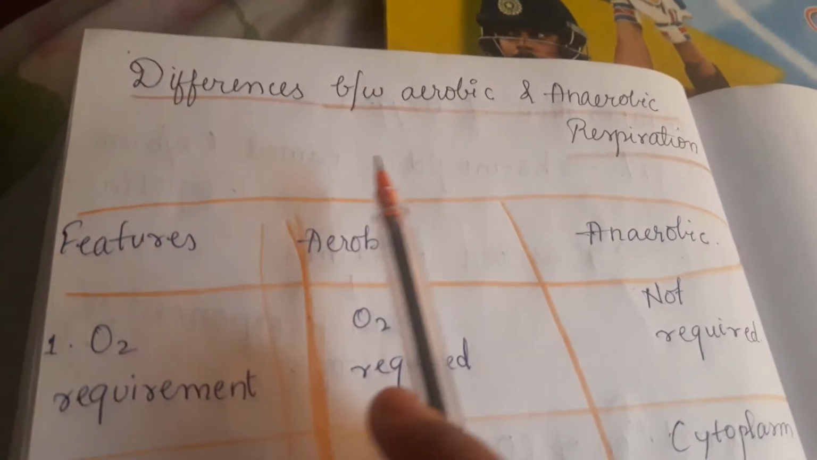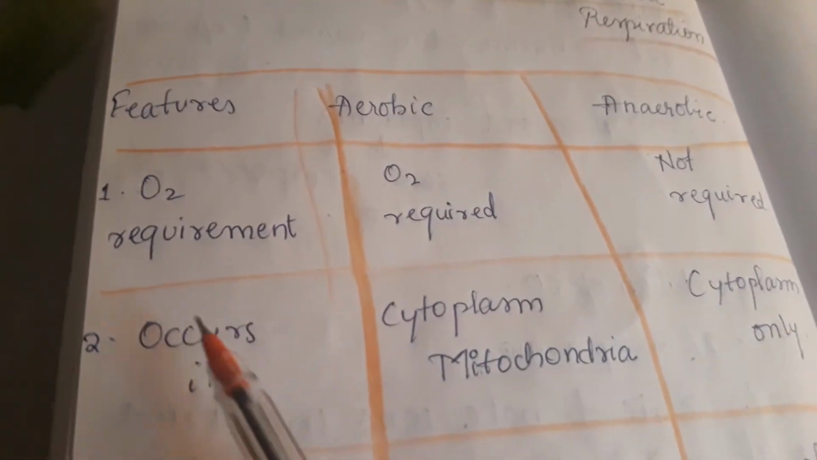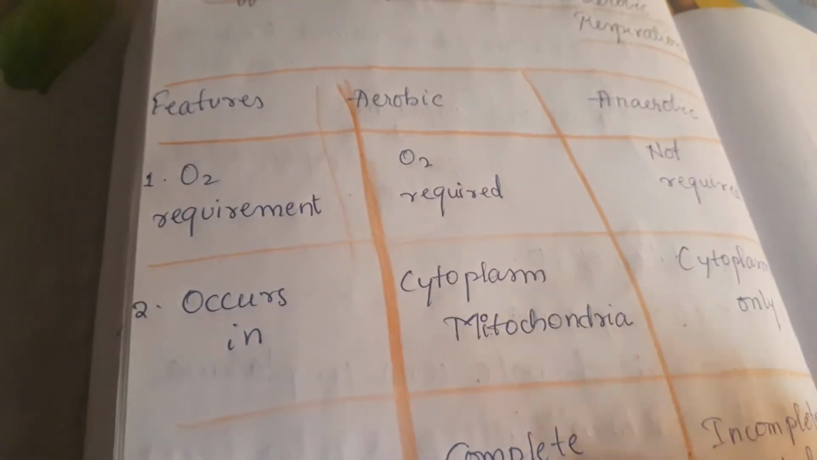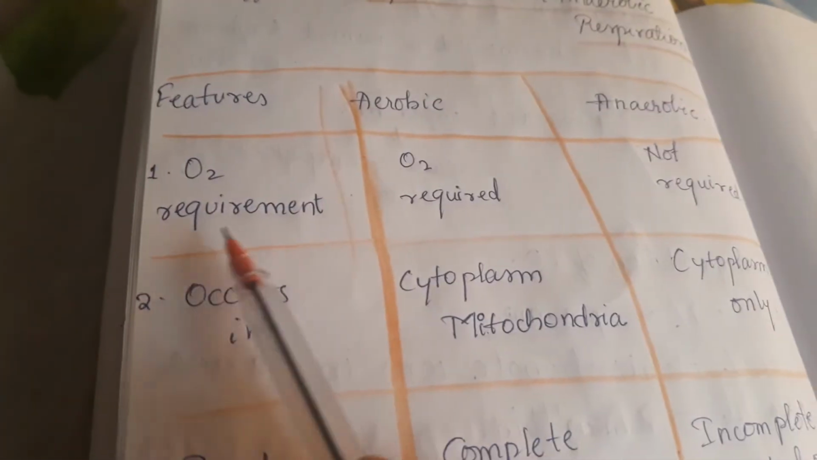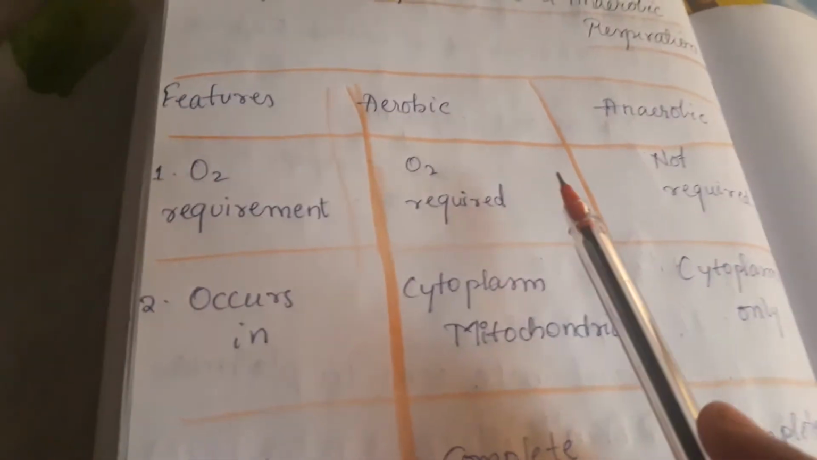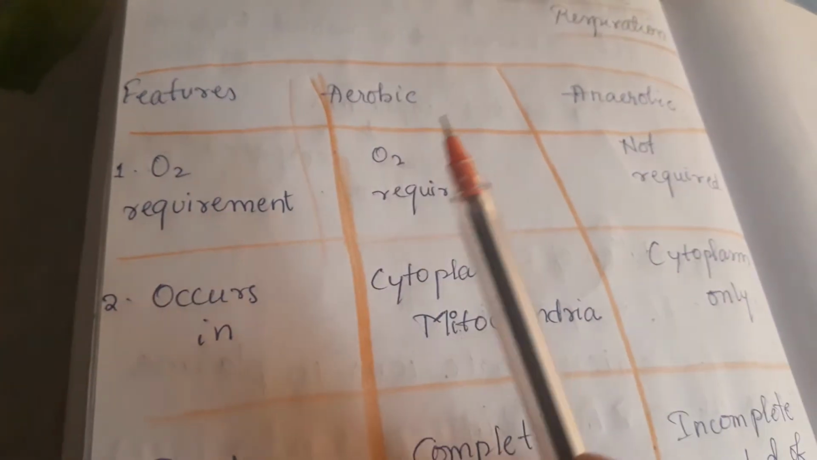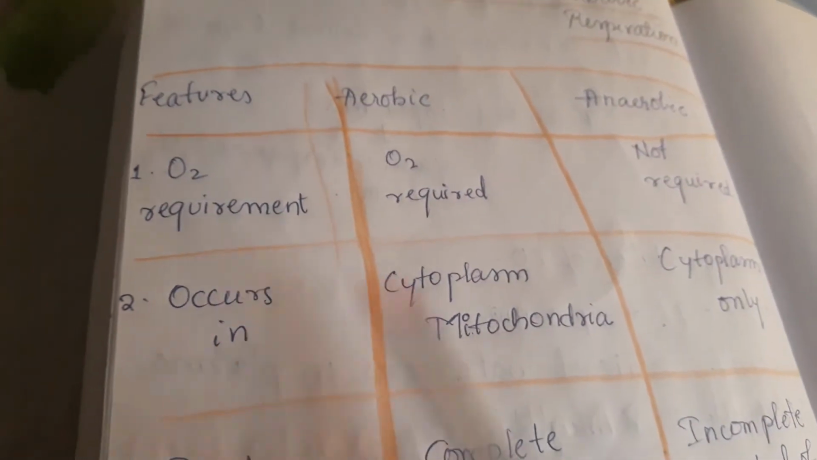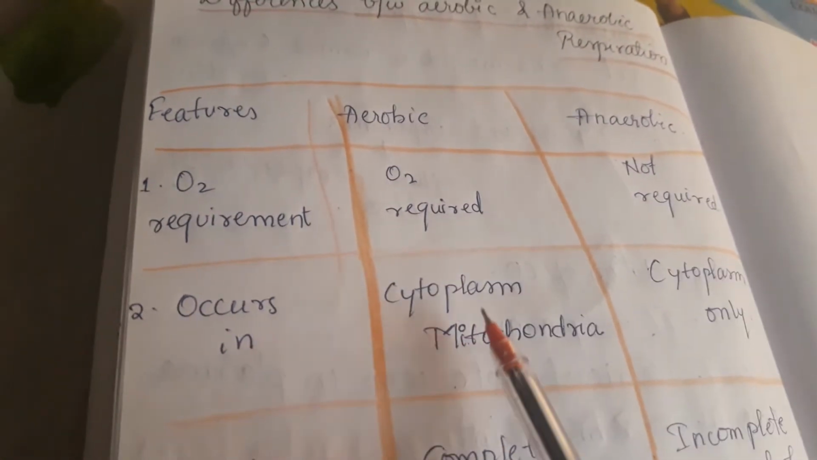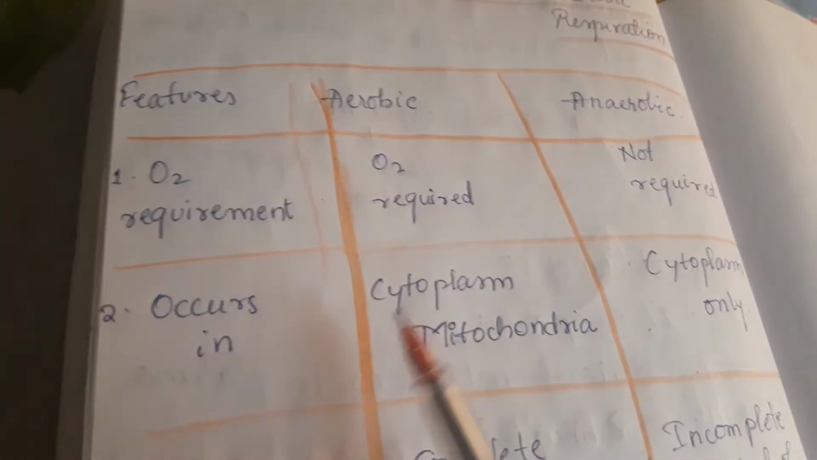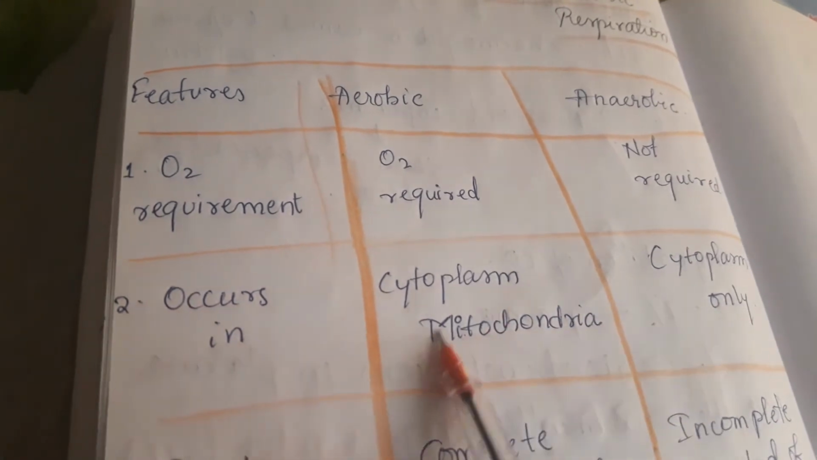So let us see the differences between aerobic and anaerobic respiration. These are the features. This is aerobic and this is anaerobic. Features are oxygen requirement. Yes, oxygen is required in aerobic. In anaerobic, oxygen is not required. Aerobic respiration occurs in cytoplasm and mitochondria. See, energy is released in mitochondria.